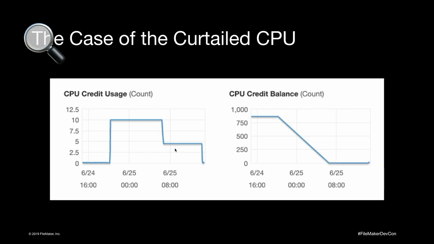When you start up a T instance, they come with a full balance of CPU credits. That helps it start up faster and get into things faster. But once you run out of credits, the performance will fall off.